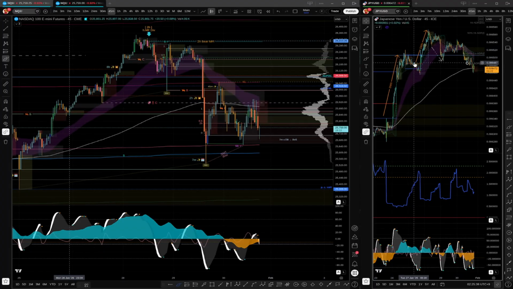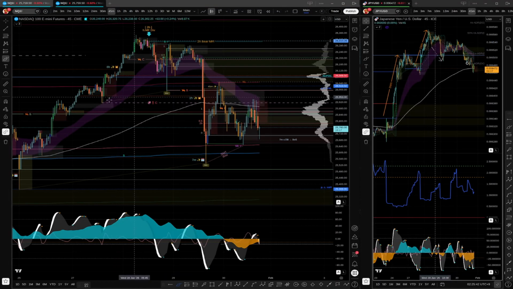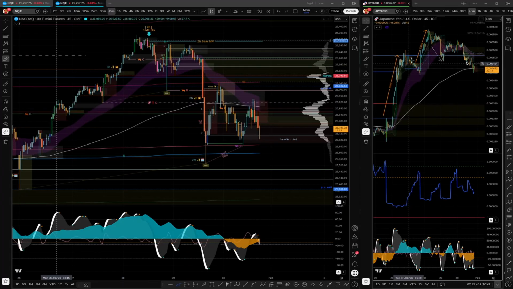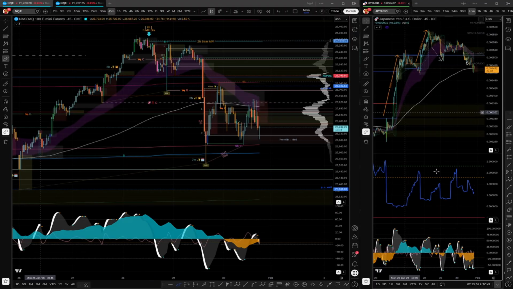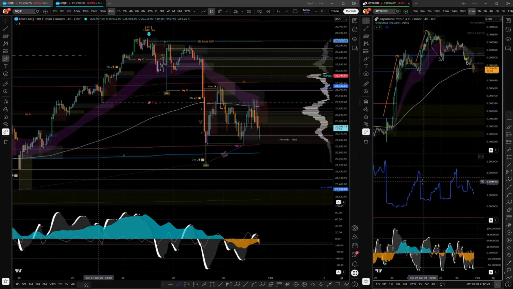Okay. Right? Yen pushing up, okay? But if you had shorted the NASDAQ here, not the best idea, right? You want to wait until we get the reaction. You want to look for actual weakness in the NASDAQ, all right? But we know that we had this shift, okay? We know that we had this shift.